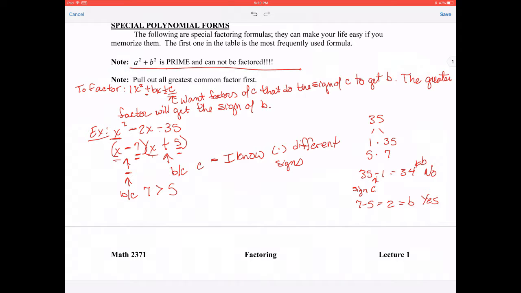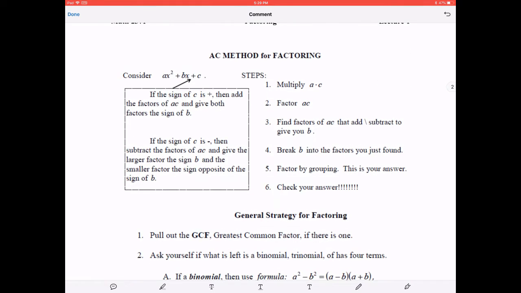So now, that leads us into the next method, which is the AC method. So how do we factor things that have an A and a C? First we're going to multiply A times C, then we're going to find factors of A times C that add or subtract, that do whatever sign is before the C to give us the number that's B. Then we're going to break that B into two terms. Then we're going to group the first two terms together and the last two terms together and factor out our greatest common factors. And then we're going to check our answers.